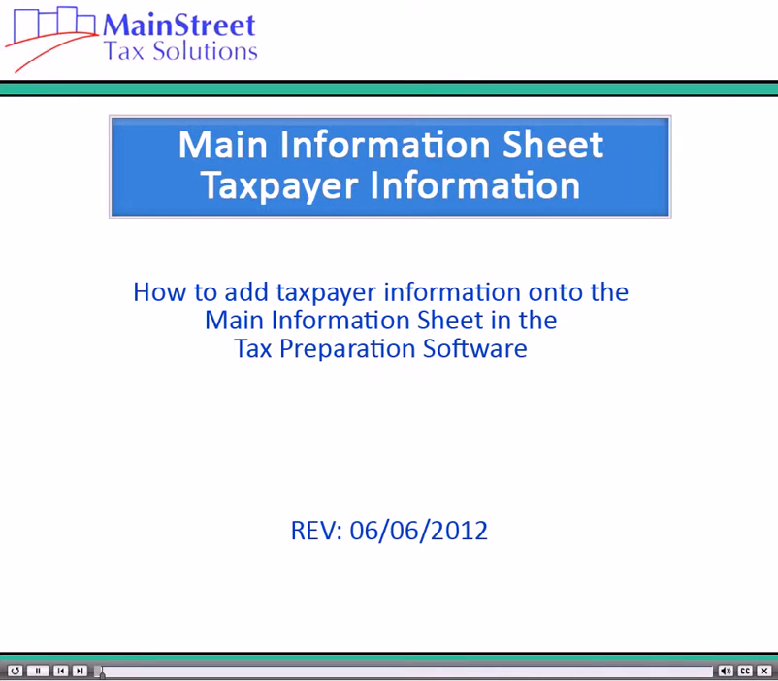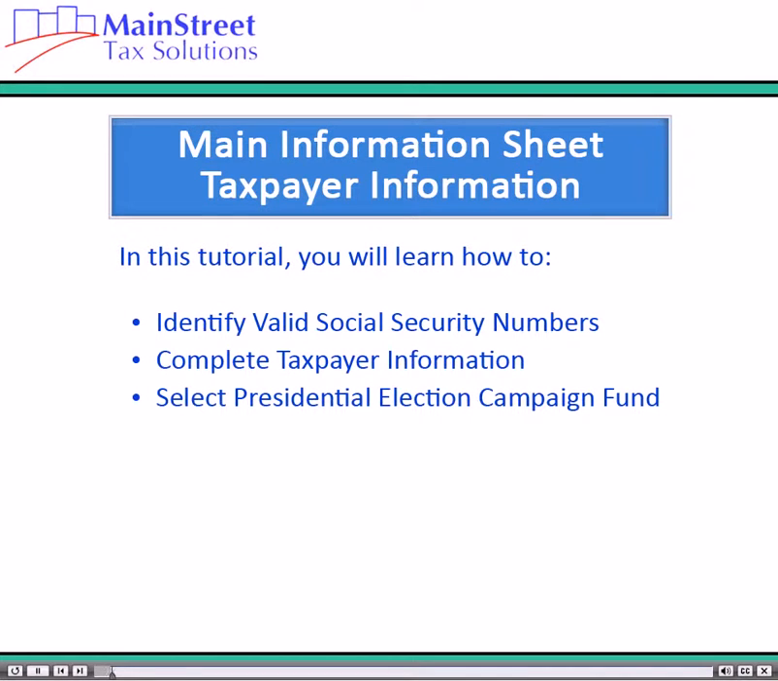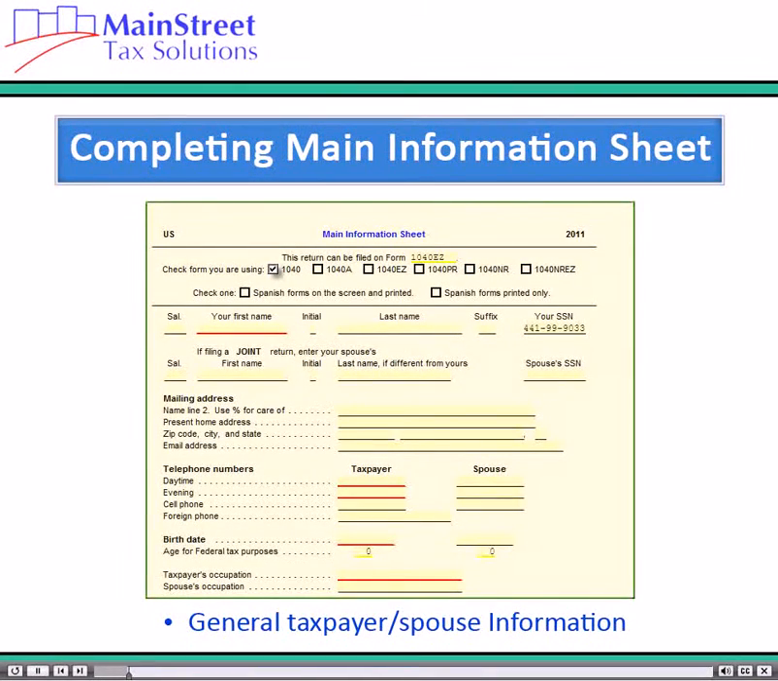This tutorial will walk you through how to add taxpayer information onto the main information sheet in the software. In this tutorial, you will learn how to identify valid Social Security numbers, complete taxpayer information, and select Presidential Election Campaign Fund. The first section of the main information sheet contains these fields: the taxpayer and spouse's names, Social Security numbers, mailing address, email addresses, telephone numbers, birthdays, and occupations.